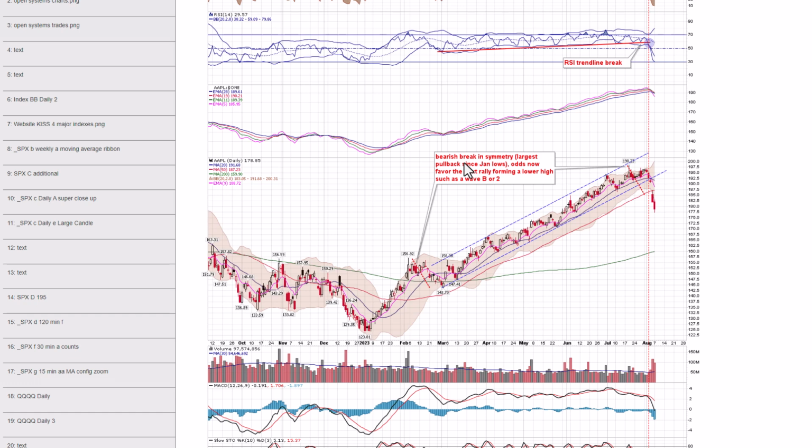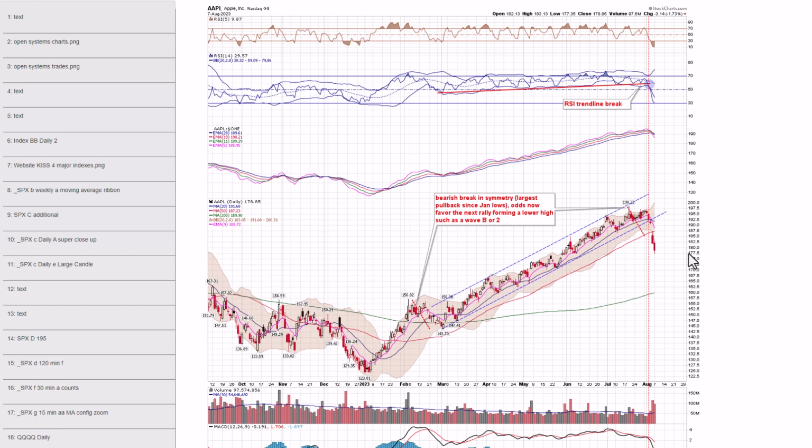The important thing here, if you read my comments, is this is now the largest pullback since that uptrend began in early January. So that's a clear bearish break in symmetry. When you have a bearish break in symmetry, guys, remember, the next rally forms a lower high. So if this bounces, I'm looking for a lower high and then another decline. So if you decide to go long Apple in this area, you likely want to take profits on the next rally.